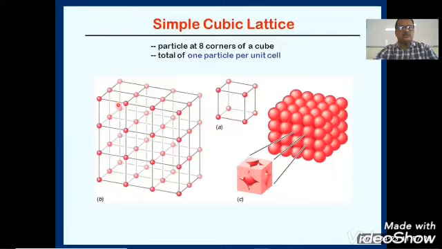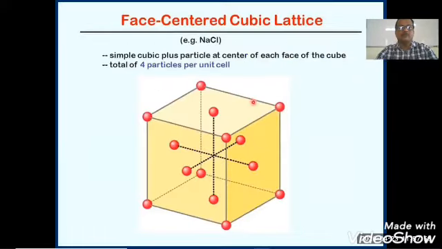So this is a space lattice where the unit cell is a simple cubic unit cell. Here in the space lattice, you can see the unit cell is a simple cubic unit cell. All the units are at the corners. So each unit at the corner will contribute 1/8 towards the unit cell. There are 8 units at 8 corners, so the total contribution per unit cell will be 1/8 into 8, which will be equal to 1.